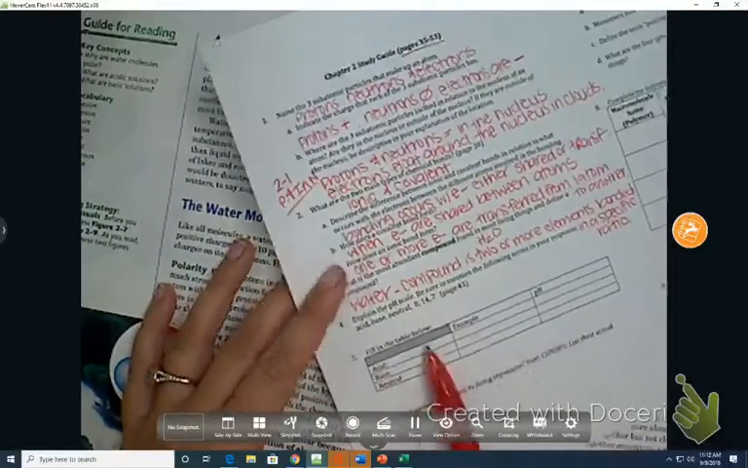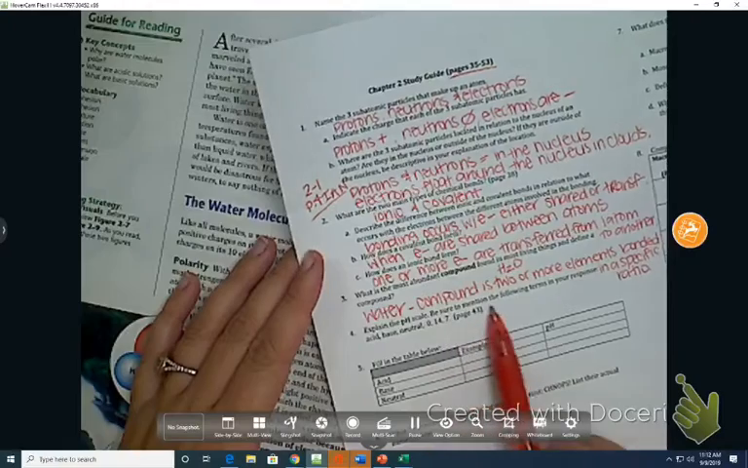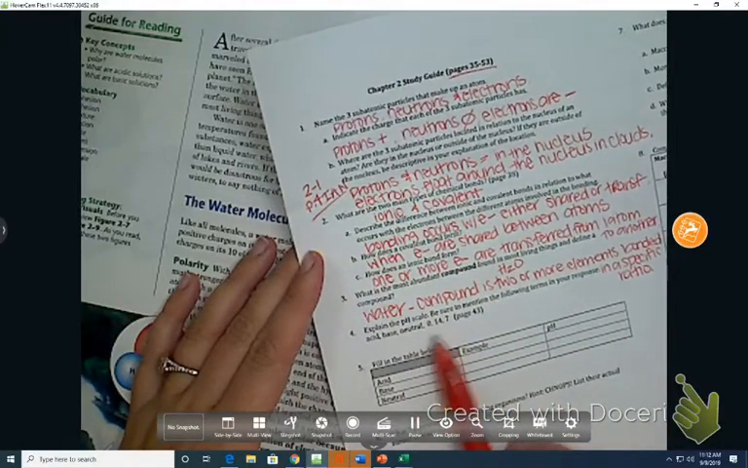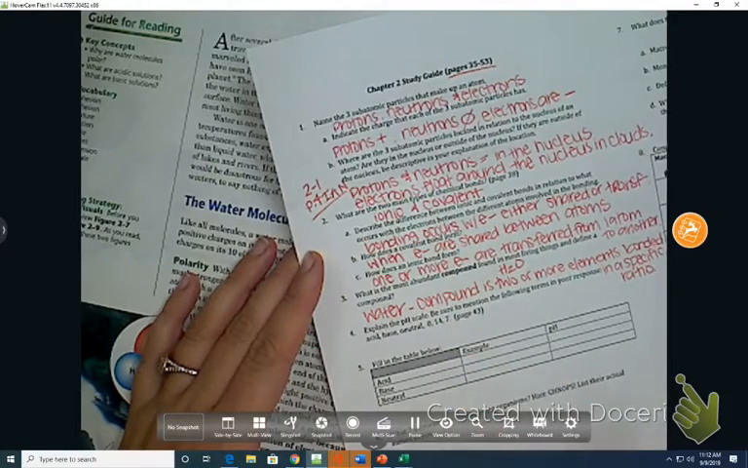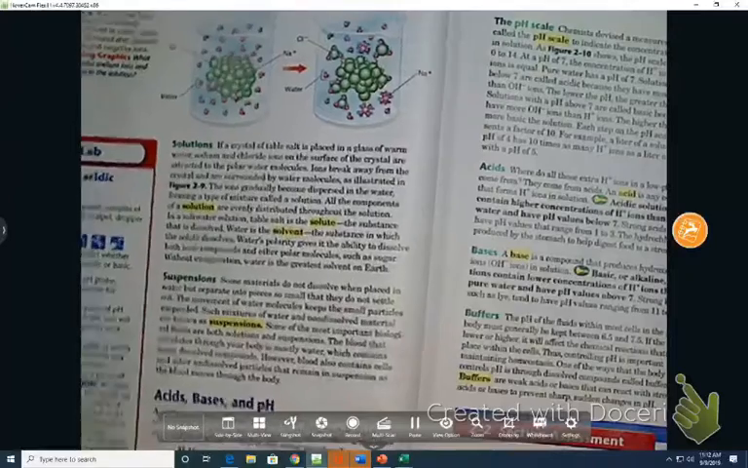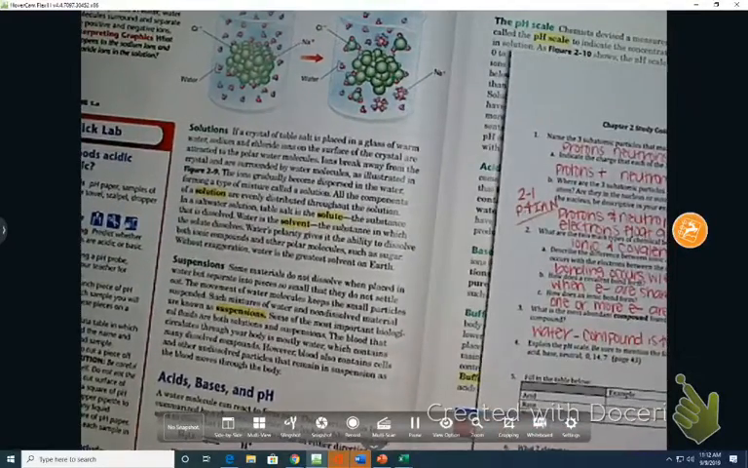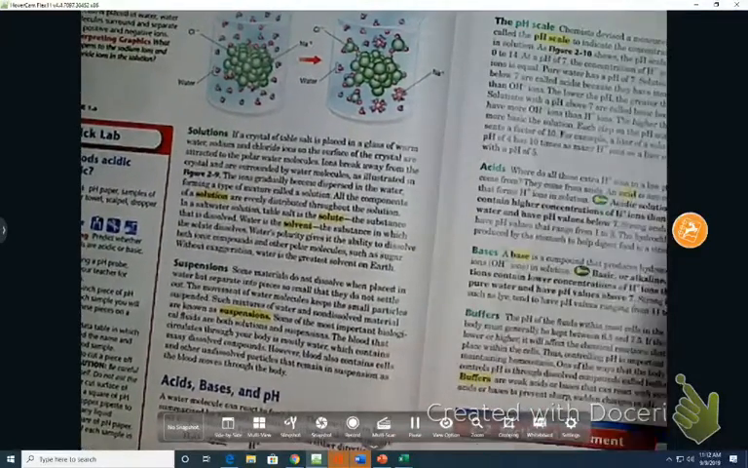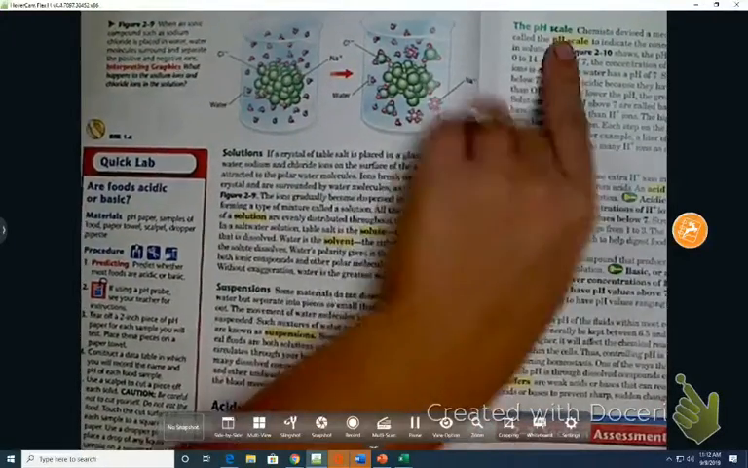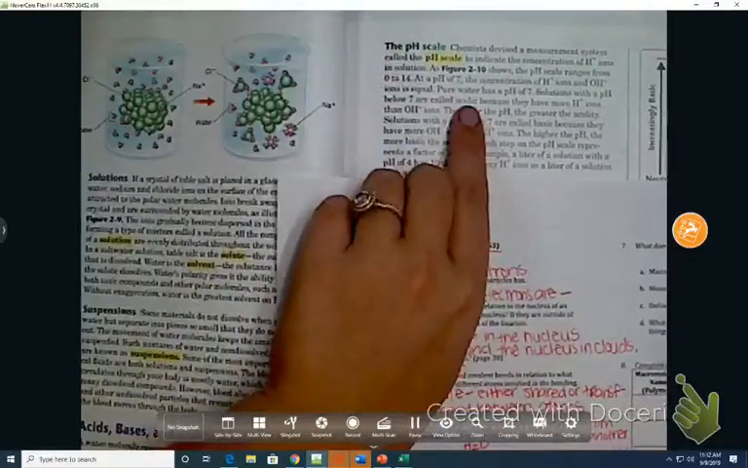Number 4. Explain the pH scale. Be sure to mention the following terms in your response: acid, base, neutral, 0, 14, and 7. It says this is on page 43. So we can look in our textbook on page 43. So here's acids, bases, and pHs at the bottom. Okay, and then it talks about the pH scale right here. And so let's read what that says.